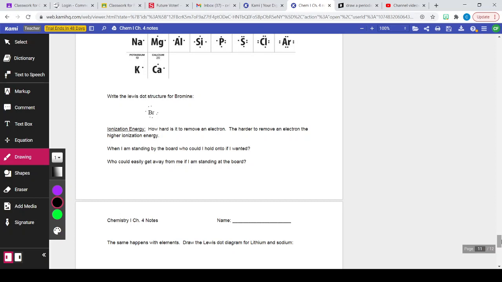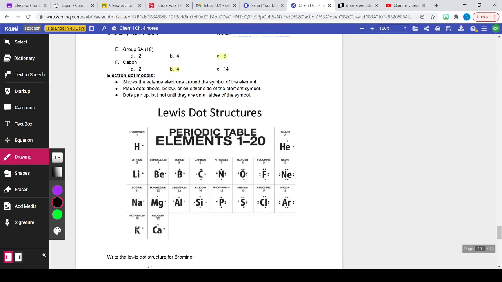It's the same thing for an element. If you have a bunch of different circles or energy levels, that first energy level is going to be easiest for that element to control those electrons. The further you get out, the more circles or levels you have, the harder it is, and the more those electrons are free to come and go. So another one would be, who could easily get away from me if I'm staying at the board. That's what I just talked about. Same thing with these electrons. Electrons that have more energy levels, it's going to be easier for them to lose electrons. So it's going to be easier to lose an electron from potassium than it is from hydrogen.